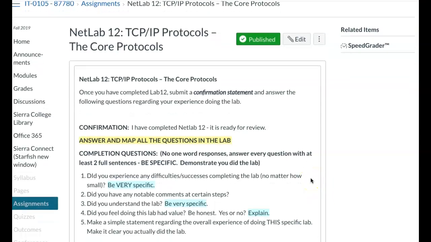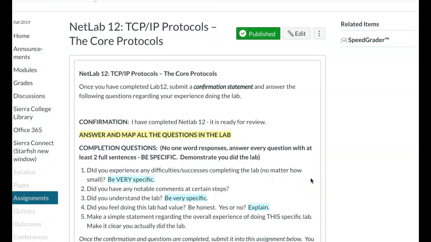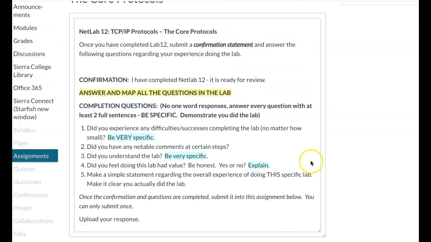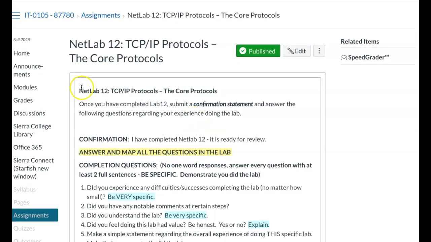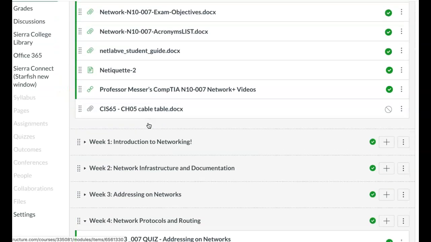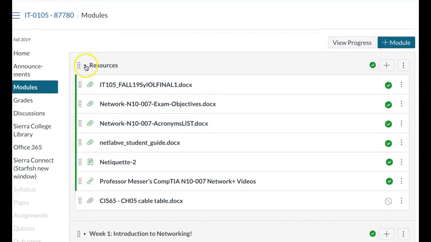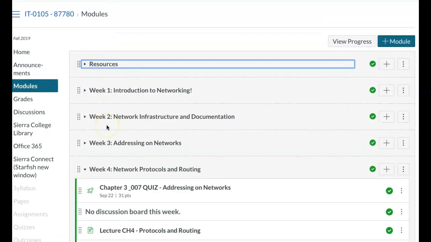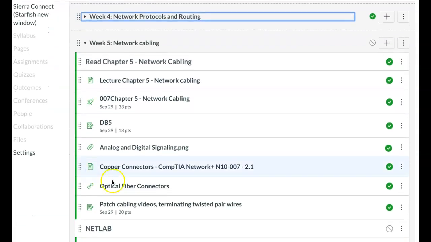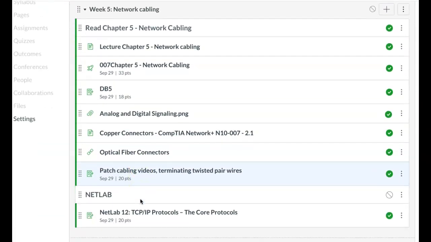Then your NetLab for this week is going to be NetLab 12, which is TCP/IP protocols, the core protocols, and you've done one last week that was related to protocols also. If I'm looking at your modules, we go to 5. Let me just close these up. The NetLab is right here.